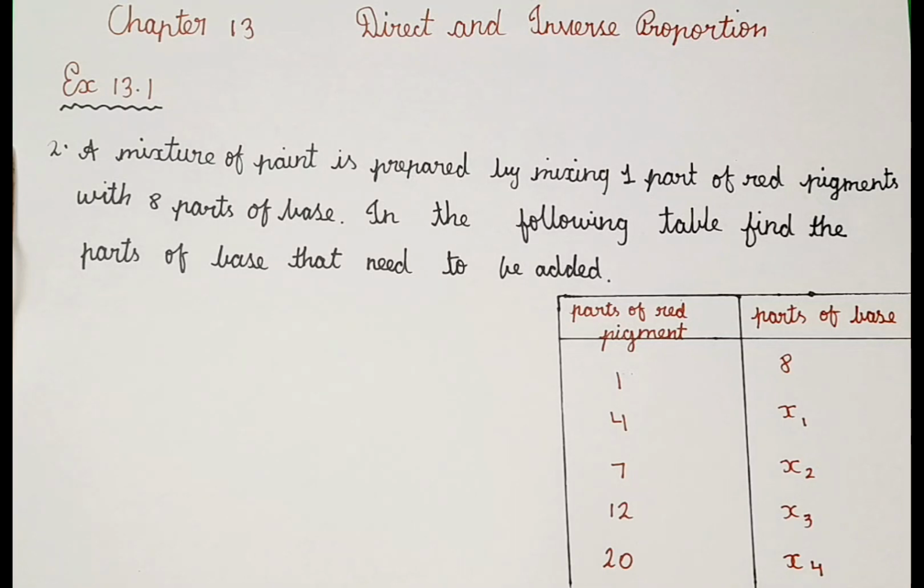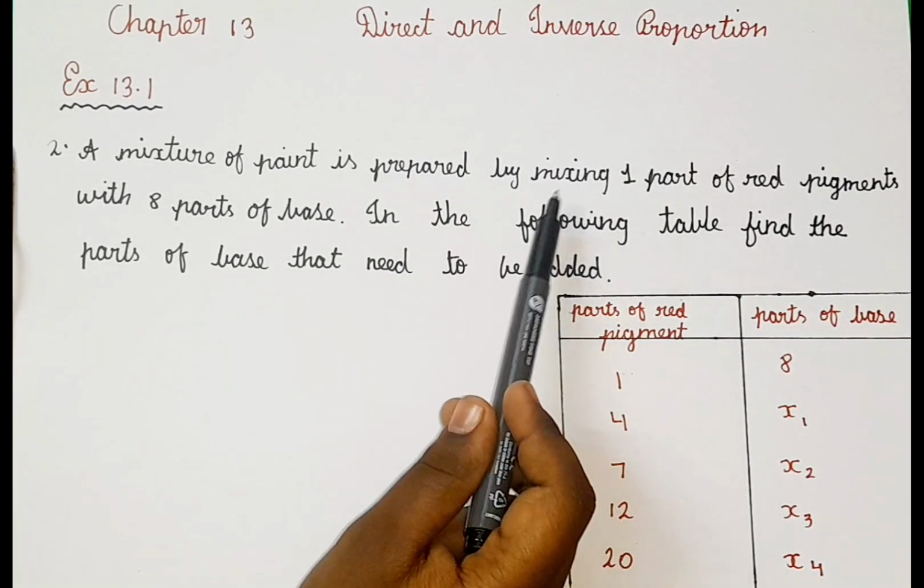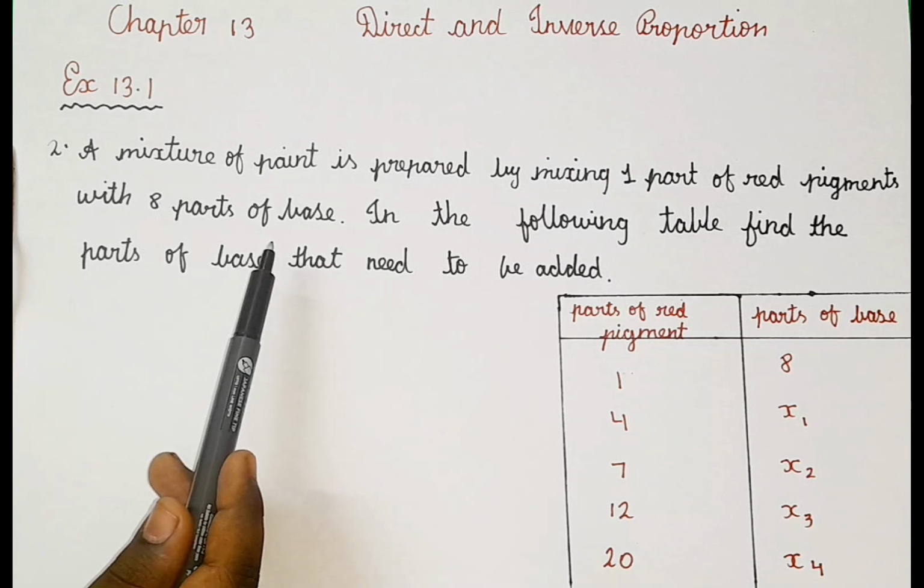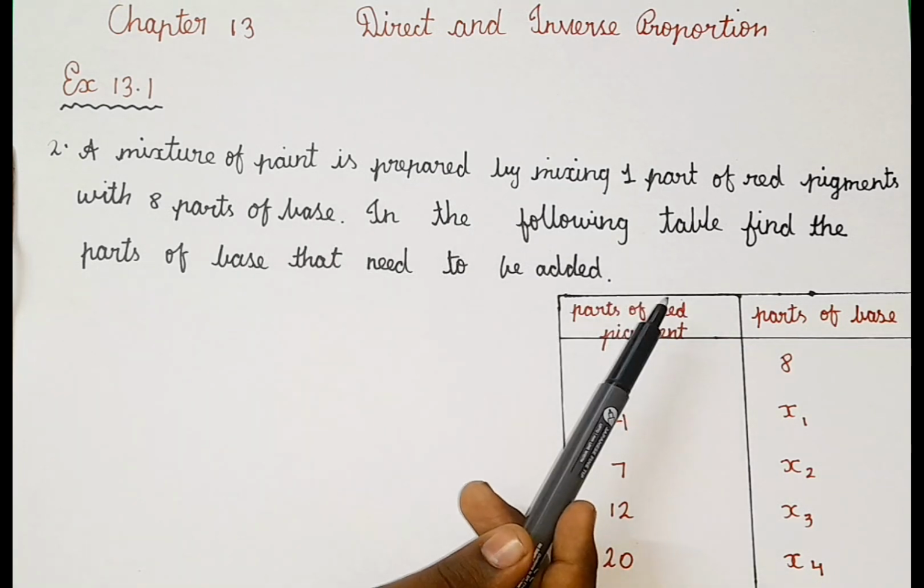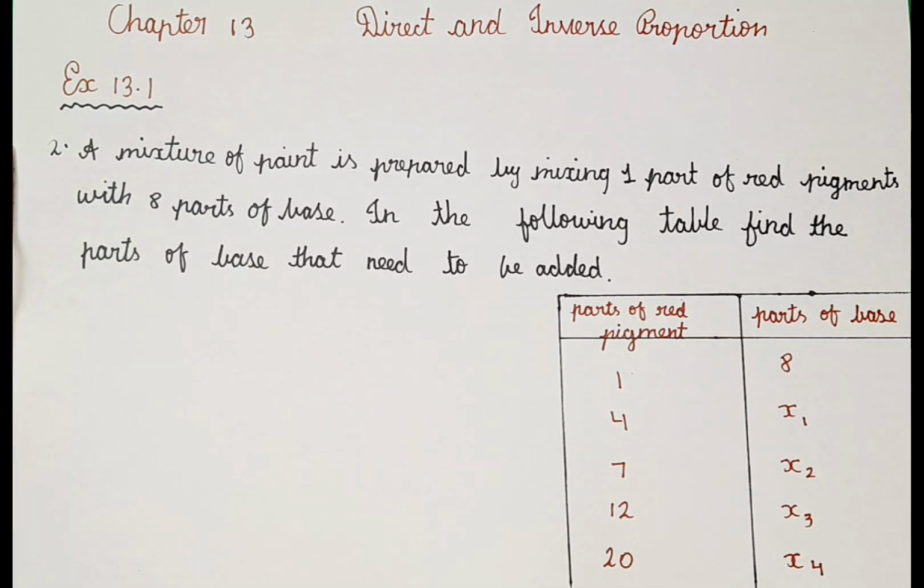So guys, let's read the question. A mixture of paint is prepared by mixing 1 part of red pigment with 8 parts of base. In the following table, find the parts of base that need to be added. So in this question the base is given, isn't it? So let me show you guys.